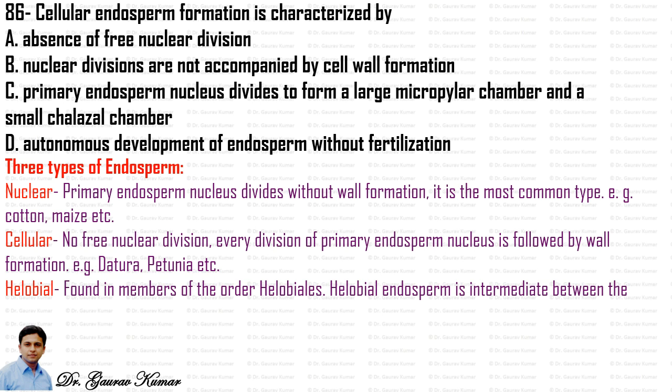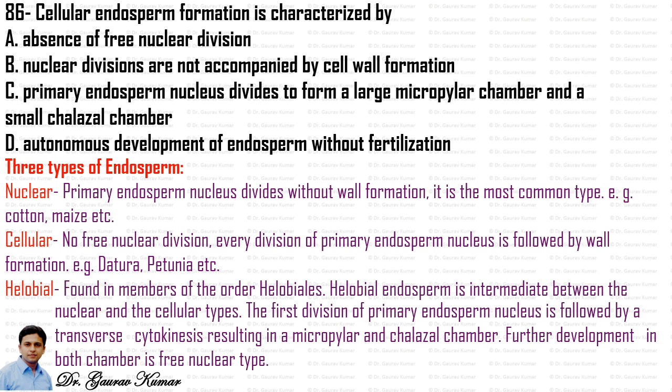It is found in members of the order Helobiales, and helobial endosperm is intermediate between the nuclear and the cellular types. The first division of primary endosperm nucleus is followed by a transverse cytokinesis resulting in micropylar and chalazal chambers, and further development in both the chambers is of free nuclear type. So the answer to this question will be that cellular endosperm formation is characterized by absence of free nuclear division.